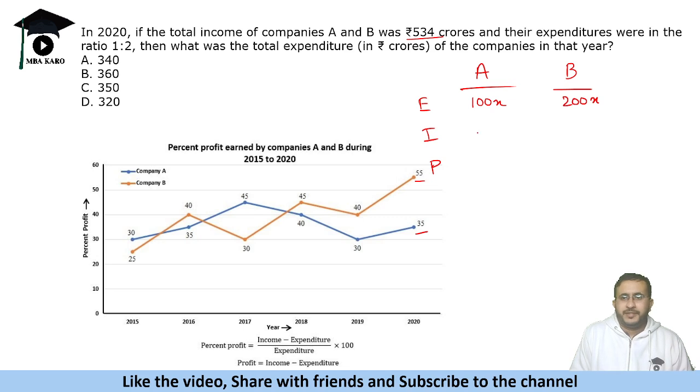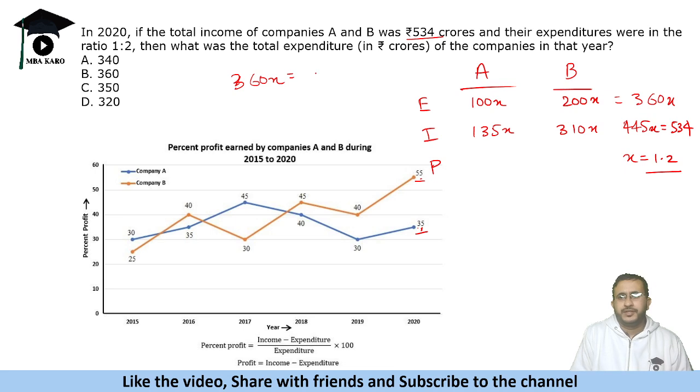So let us say 100x and 200x. Right. So income will be, A is the blue one, which is 35%, so 135x, and this is going to be 55, so 310x. Okay. And this is given as 445x is 534. Okay, so 89 more, that is 0.2 times. So x is 1.2. Okay. And the total expenditure of the companies in that year, so this is 360x.